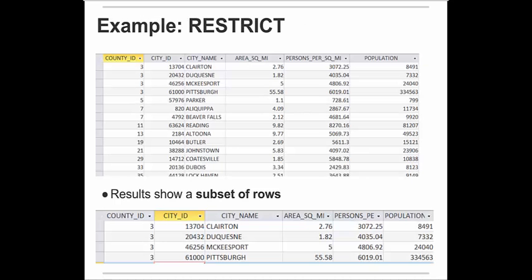Here's an example. In the top you see really a portion of the large table identifying city information in Pennsylvania. If we only wanted to pull out those cities that are located in the county whose ID is 3, we could do that using the restrict operator, and we would produce the results shown at the bottom. A 4-row table, in other words, the cardinality of this particular result is 4. The degree is 6 because there are 6 columns. This is an example of restriction. In other words, pulling out a portion of the larger table, a subset of the rows.